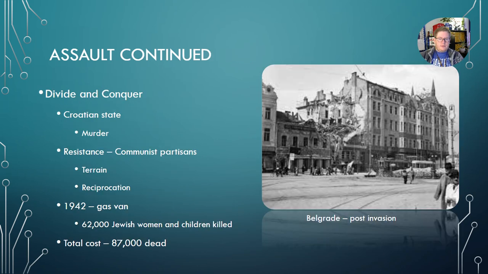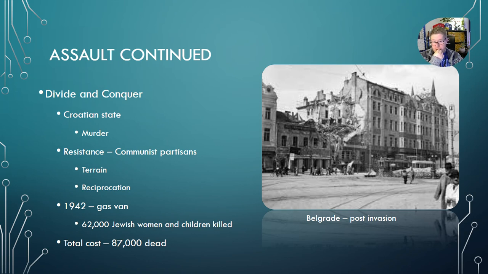Now, it's important to understand that that idea of divide and conquer is going to come back into play as well. So, part of Yugoslavia is actually going to be broken up into a Croatian state. This includes parts of Croatia, Bosnia, and Herzegovina. This is a Croatian state under Ante Pavelić and his fascist Ustaše movement.